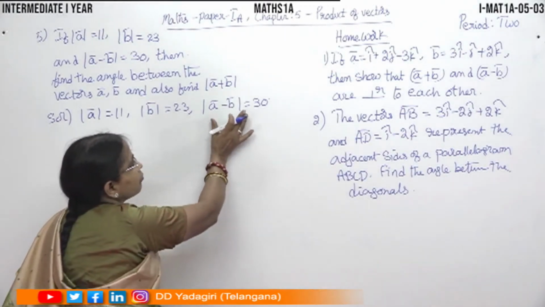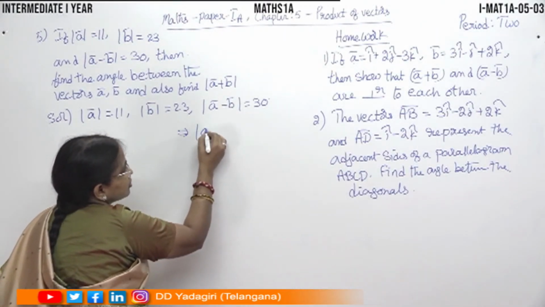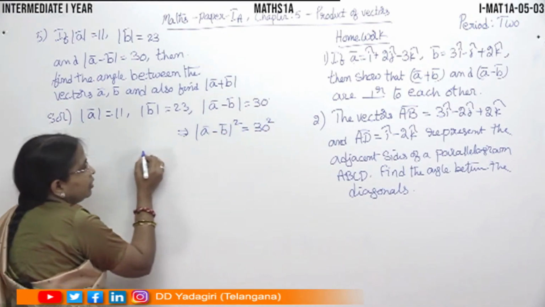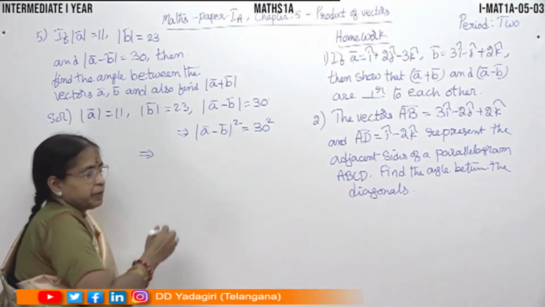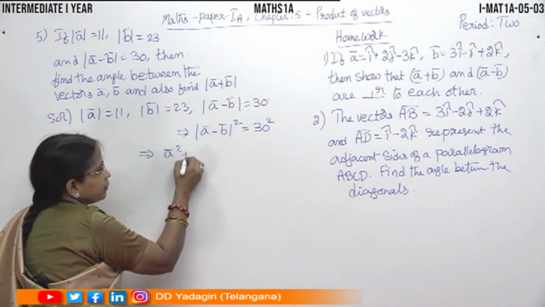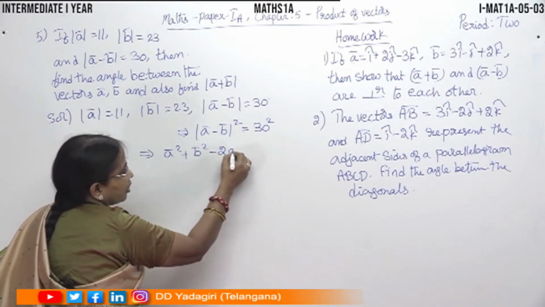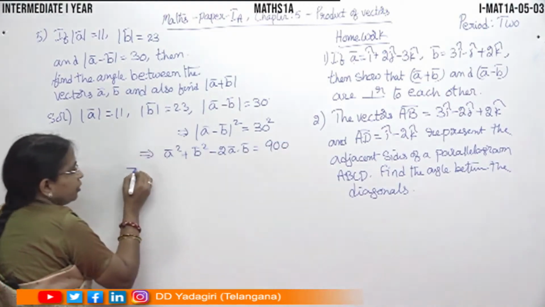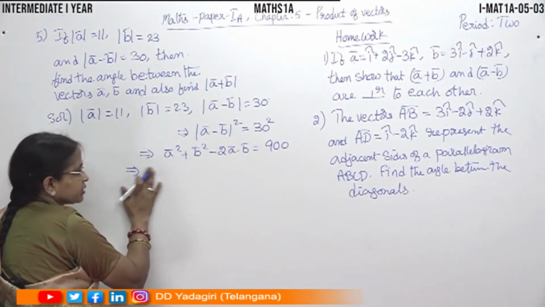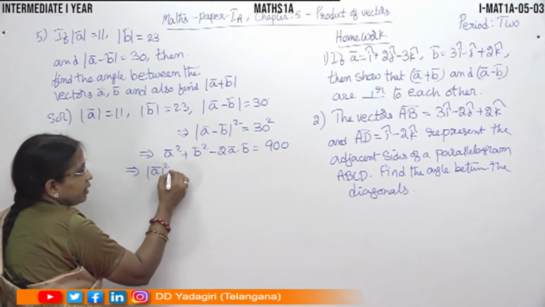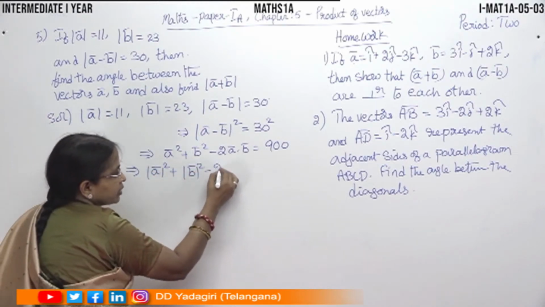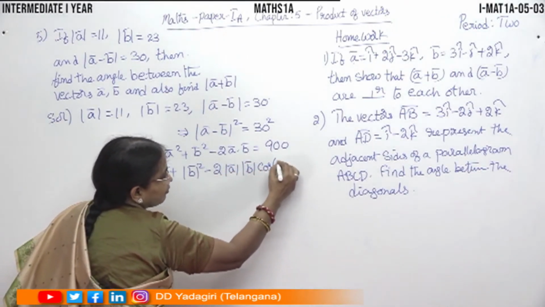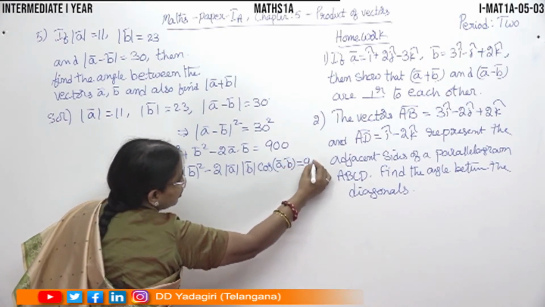As I said, whenever you have modulus, you square this. So squaring on both sides, mod A minus B whole square is equal to 30 square. So now A minus B dot A minus B. So A square plus B square minus 2A dot B is equal to 30 square is 900. Again you write A square is mod A square, B square is mod B square minus 2 into mod A into mod B into cos of angle between A and B, that is equal to 900.